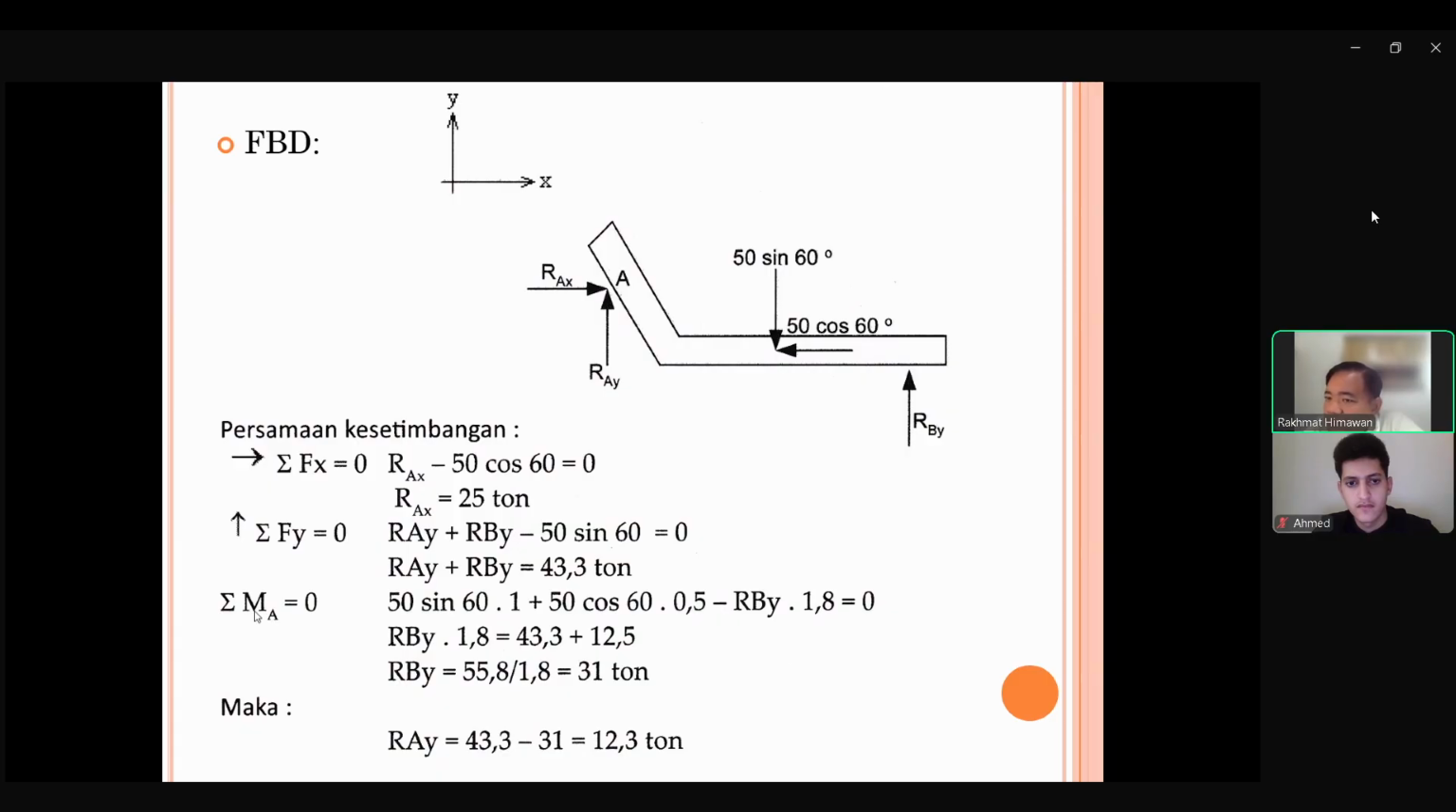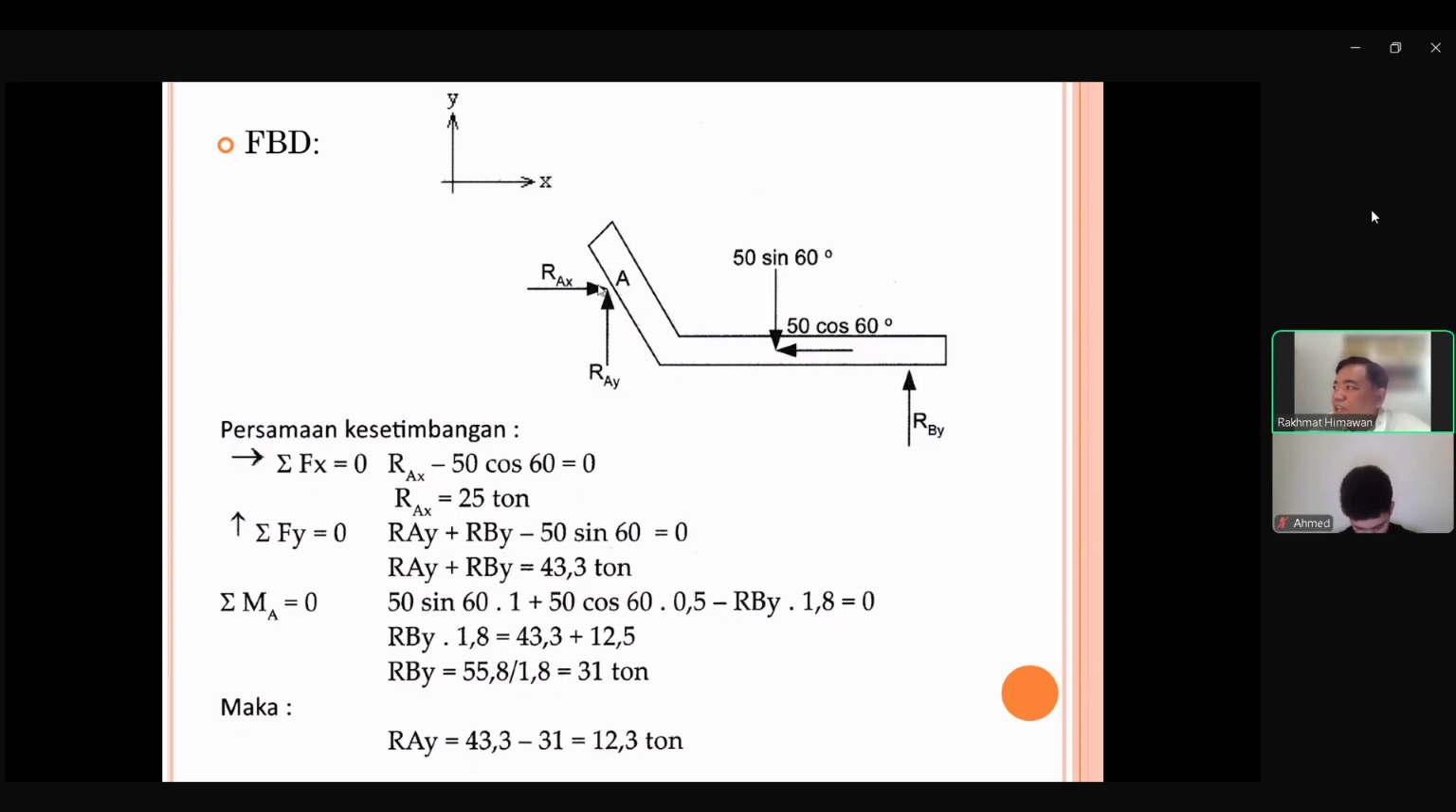Yes, for MA. Yes, correct. RAY, we don't need to find RAY and RAX because there is no distance. So even if we put this distance, it's going to be zero. The distance of this force to A is zero because this force is toward A, right? While this one, the BY, has distance, so it has a moment. But these two, RAX and RAY, do not have distance, so zero.